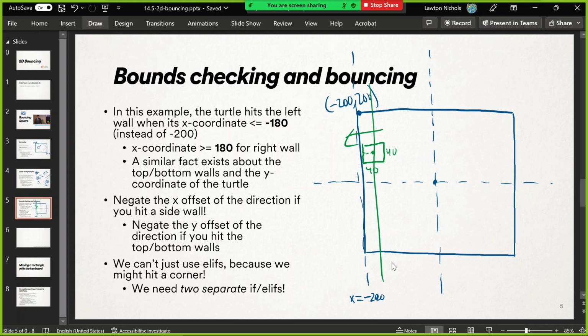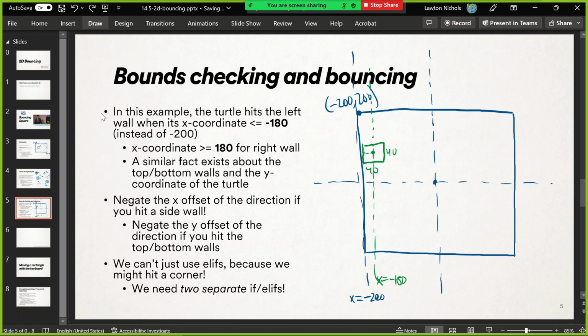That's the idea, right? We don't want to go any farther than that. So this is the line. We don't want him to pass it in the x-axis. This is the line x equals negative 180, right? So if the turtle tries to exceed those bounds, we want to rein him back in to just touch the wall, and then we also want to bounce, right?